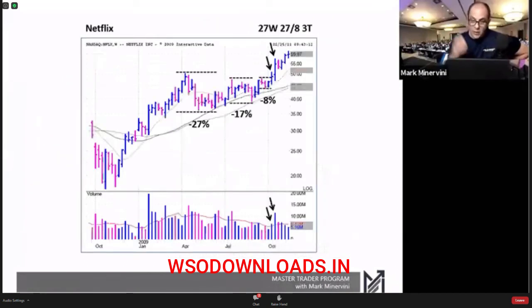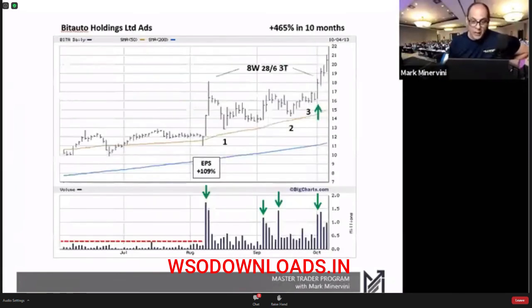Now, again, like I said, you can look at this on a weekly. Here's a weekly, 27 week, 27 by 8, 3T. So the first decline's 27%, the second one's 17, the final one's 8. So now it's ripe. And you can see the volume comes in, and then it comes out nice and strong on the breakout, coming out of a nice, well-formed base. This is the Netflix chart, just on a weekly chart. That's all. No different.